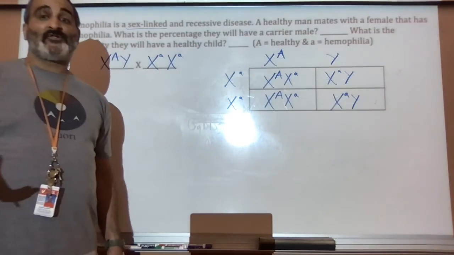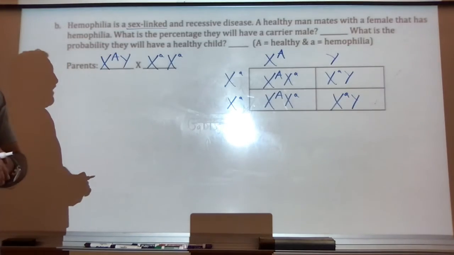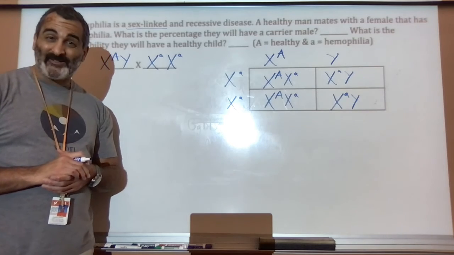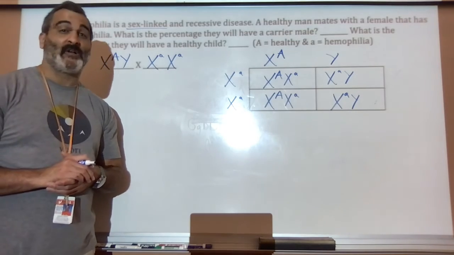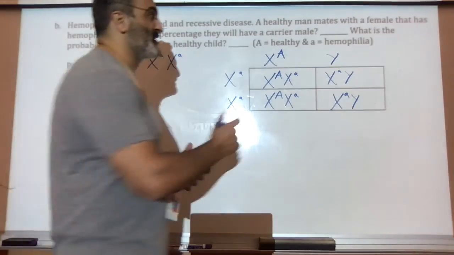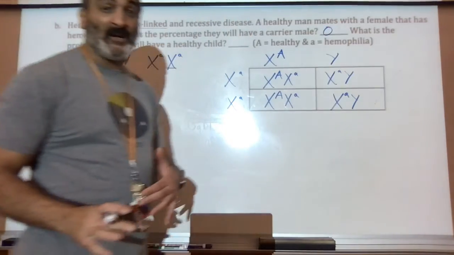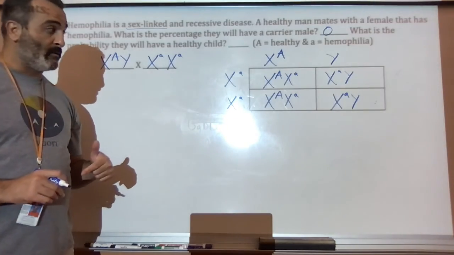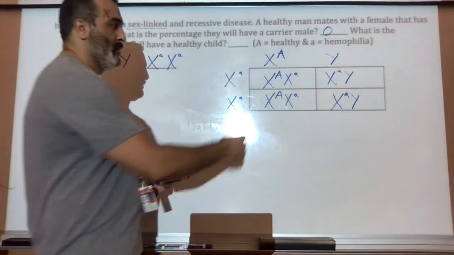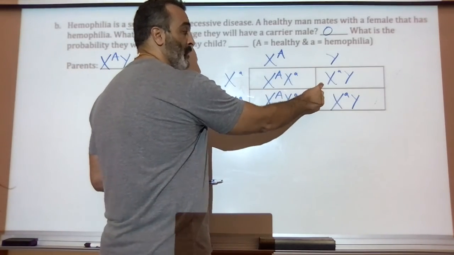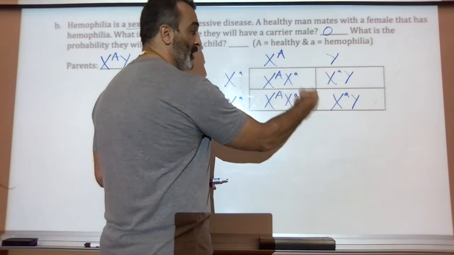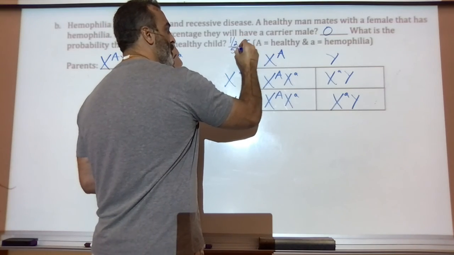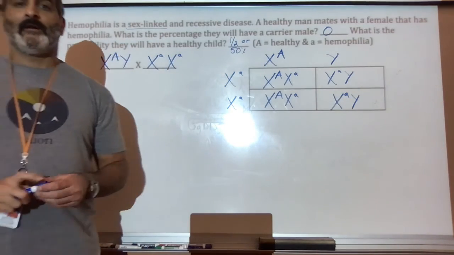Now, first question. What is the percentage they will have a carrier male? That's a trick question. Can boys be carriers of sex-linked traits? No. Answer is 0. Only females can be carriers of these characteristics. What is the probability they will have a healthy child? Well, how many of them are healthy? Healthy, unhealthy, healthy, unhealthy. 2 out of 4 are healthy, so that is 1/2 or 50%.